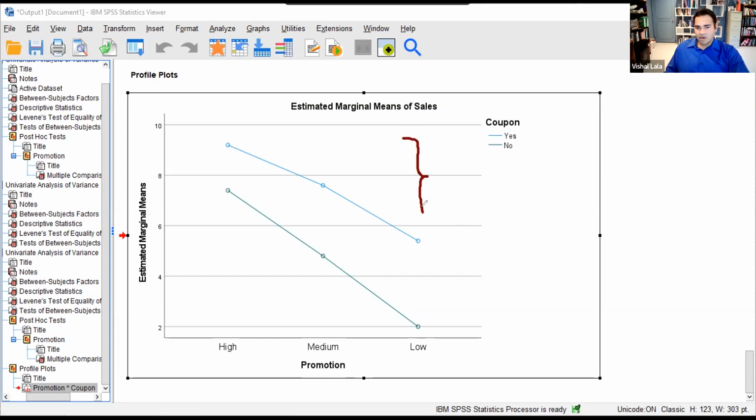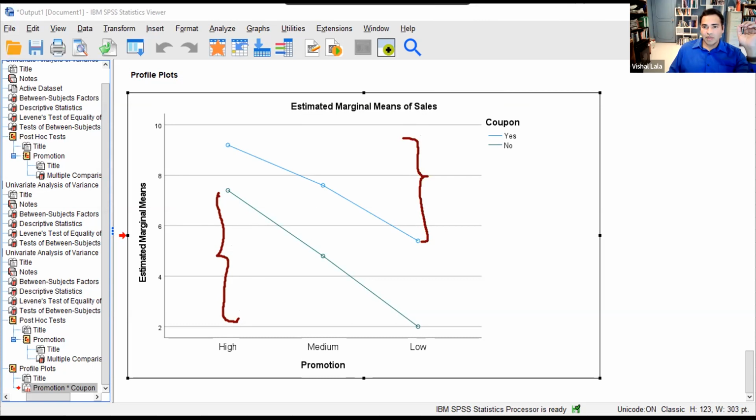What you want to focus on here is the fact that as you go from low to high promotion, in the coupon condition, there's a boost. There's a bigger boost in the no coupon condition. This bump is higher in the no coupon condition than the coupon condition. Right? So our takeaway then is that there is directional interaction.